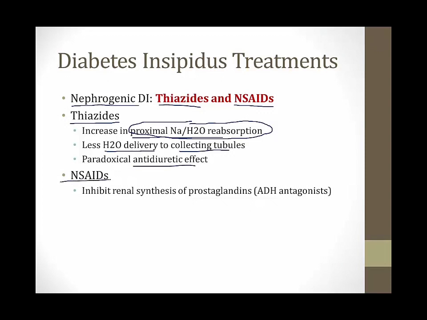NSAIDs work, as you may know, by inhibiting the synthesis of prostaglandins. This is helpful in the kidneys because prostaglandins are ADH antagonists, and thus when you administer an NSAID, you can see an improvement in the symptoms of polyuria and polydipsia. And that concludes our module on sodium disorders.